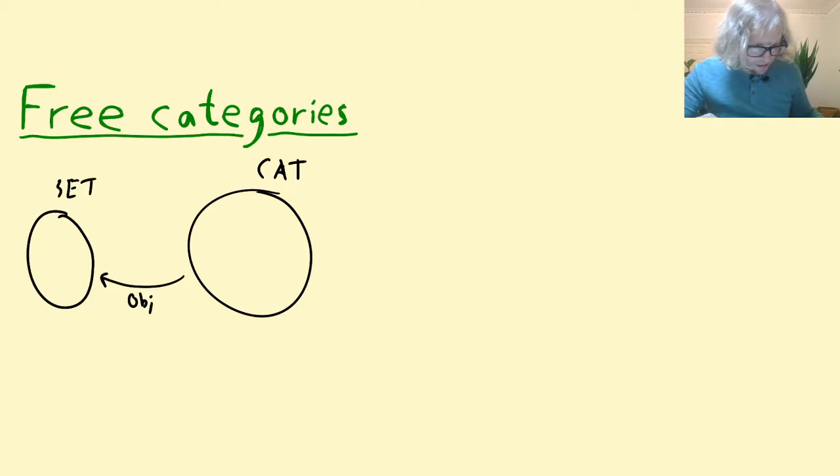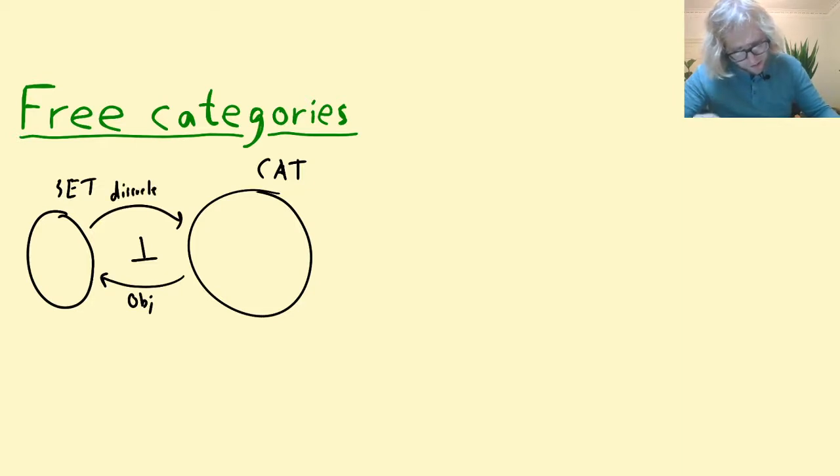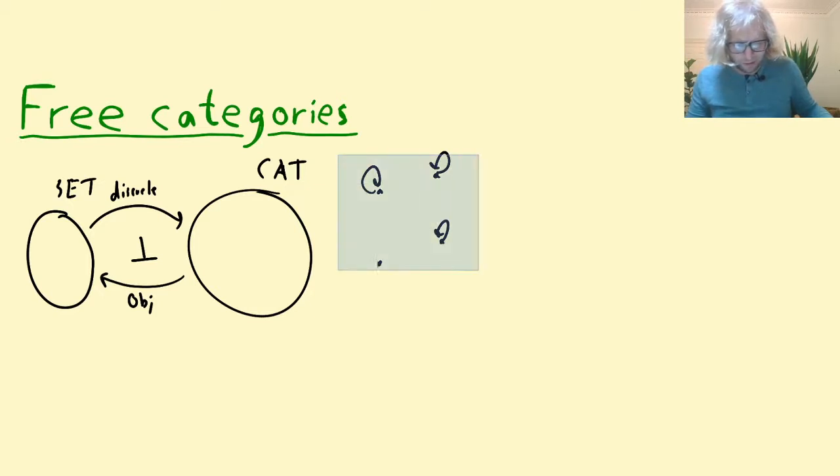And this has a left adjoint, so that's good news. But this is just creating the discrete category on a set, right? So the one where you have a bunch of objects, but the only morphisms are the identity morphisms. So that's not very interesting in a way. It doesn't give us as much structure as we want.